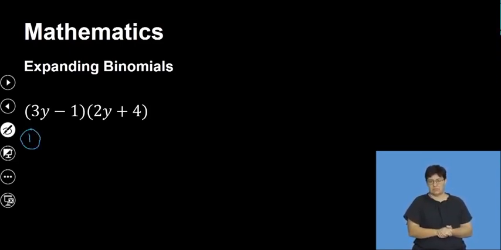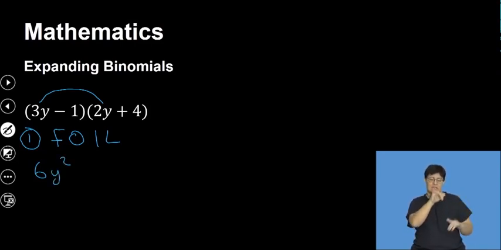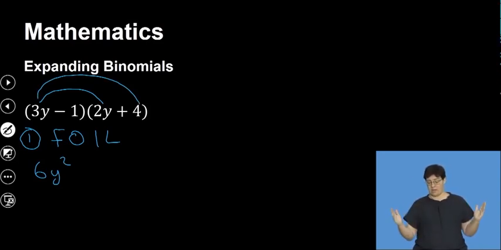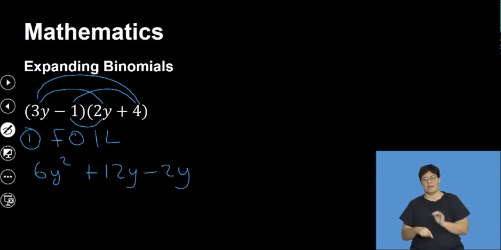So the first method will be me using FOIL, right? If I use FOIL, it will be the first, which is 3y times 2y, that gives me 6y squared. And then it will be the outers, which are those ones there. It will give me plus 12y. And then it will be the inners, which are these ones here. It will give me minus 2y. And then it will be the last, which is the minus 1 and the 4, which will give me minus 4.